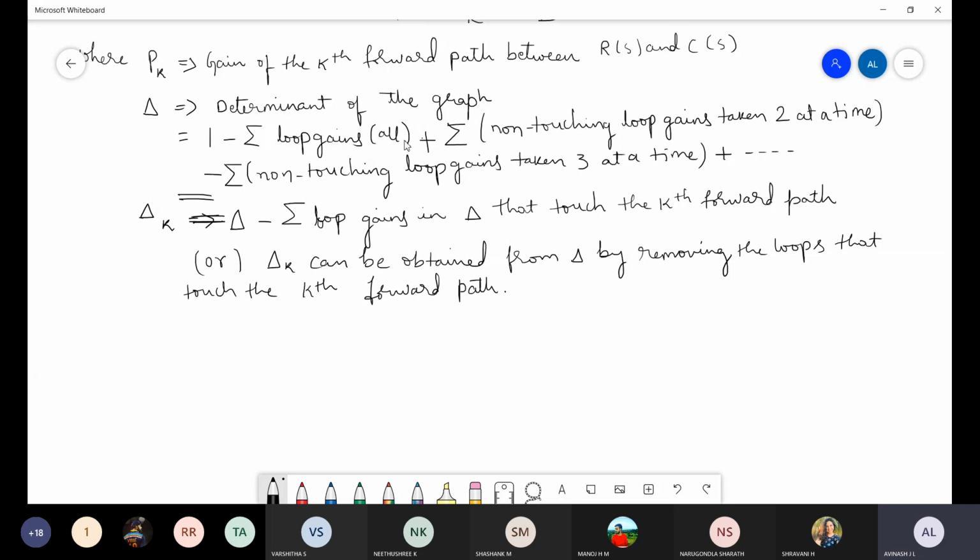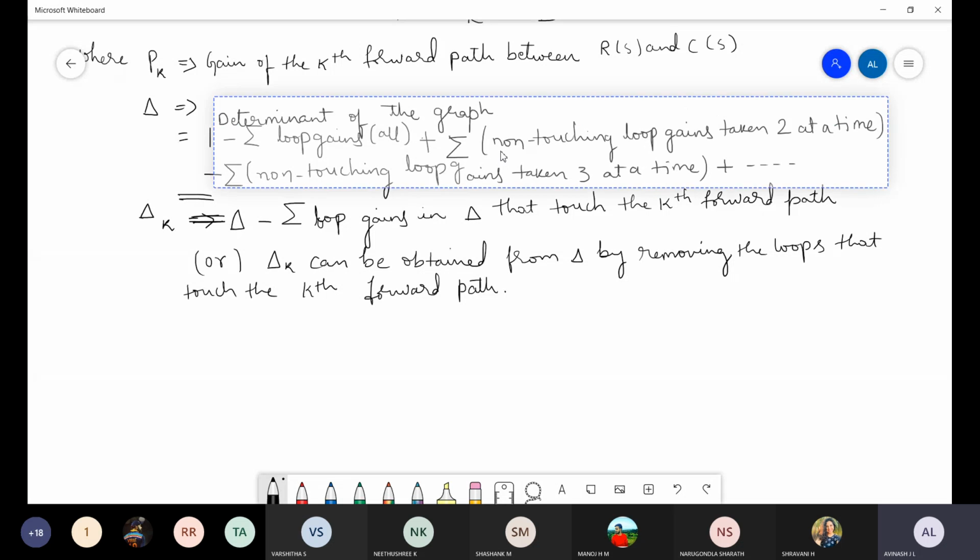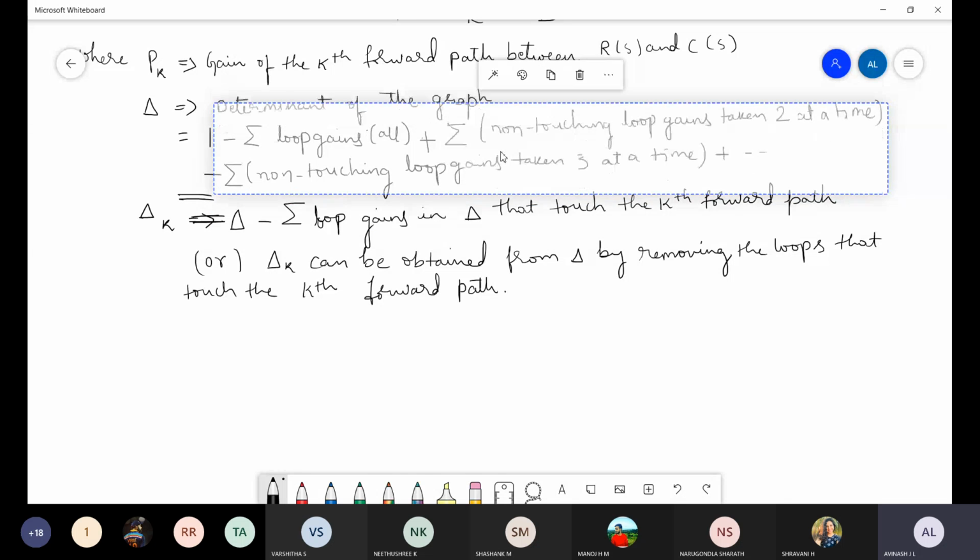That touch the kth forward path. Okay. So this is how we need to understand the formula. So this is the formula for Mason's gain formula, Mason's gain in order to find the transfer function of the signal flow graph.